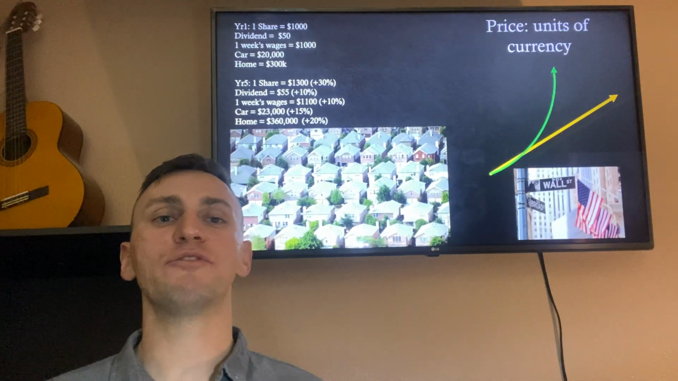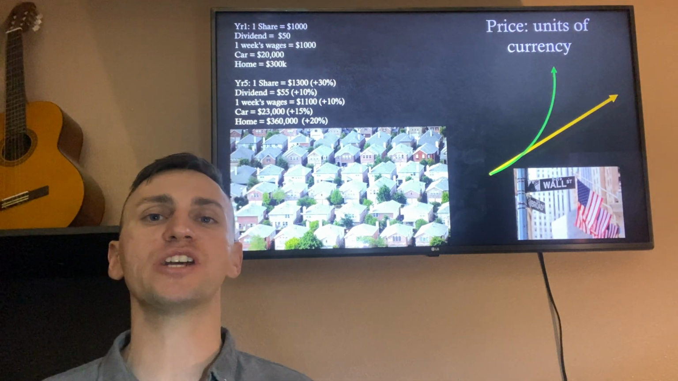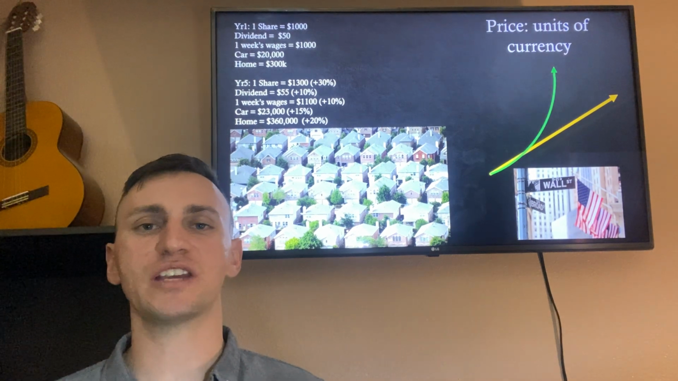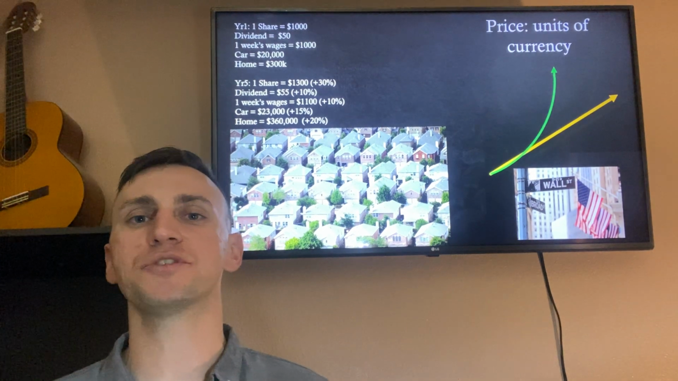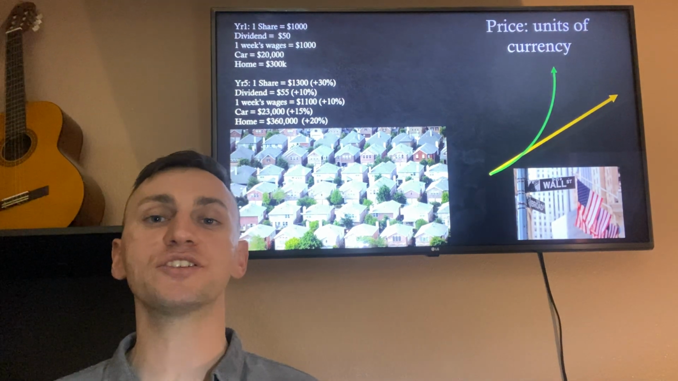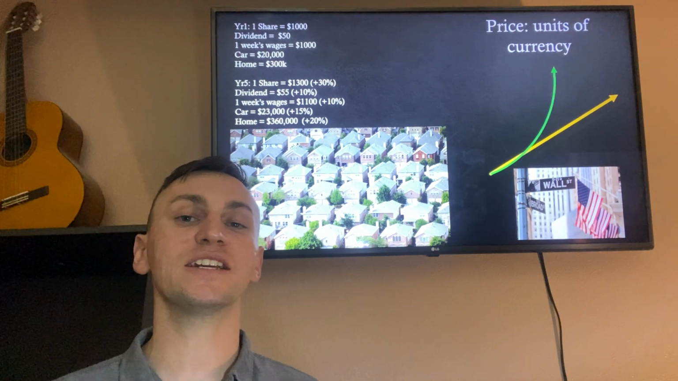On the same end of that, if you go to an inflationary currency, let's talk about a 1 year gap. You have one share at $1,000. The dividend's $50 for same ratios. Week's wages $1,000 for same ratios. Cars $20,000, same ratios. Home is $300,000, same ratios, right? I took the same ratios and applied it. Now, 5 years later, one share is $1,300, so now there's a 30% increase because the monetary system is dedicated to protecting asset prices, right?